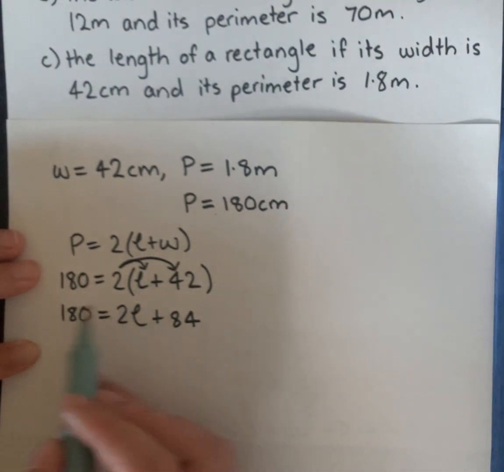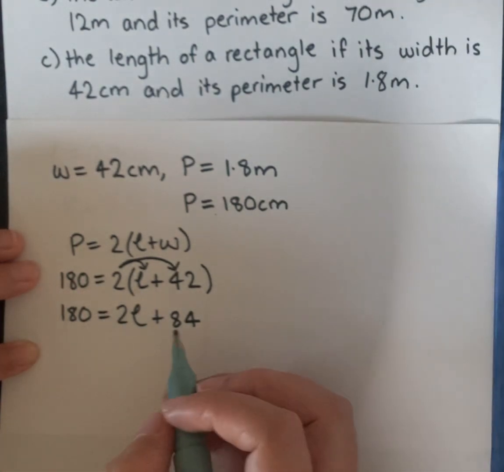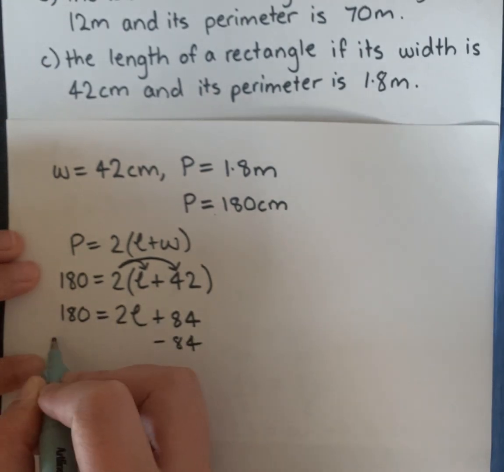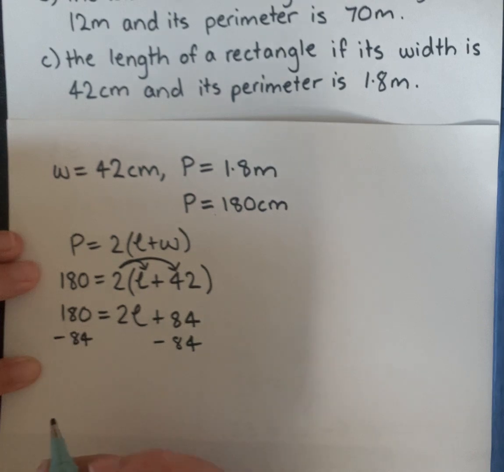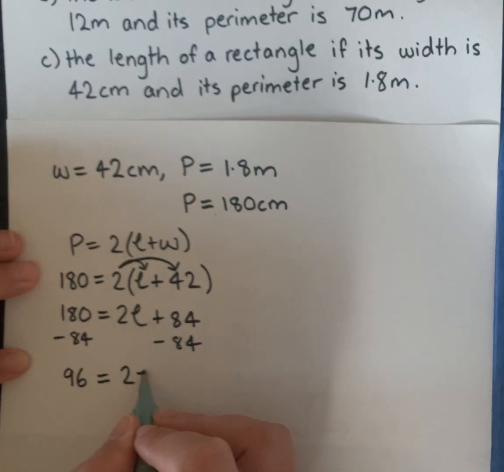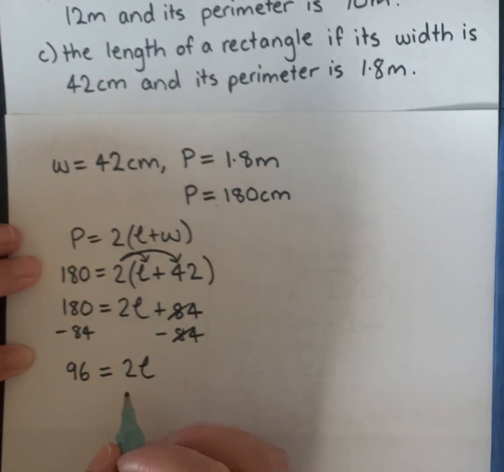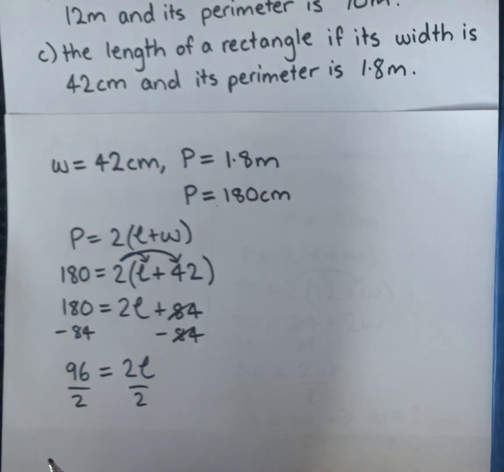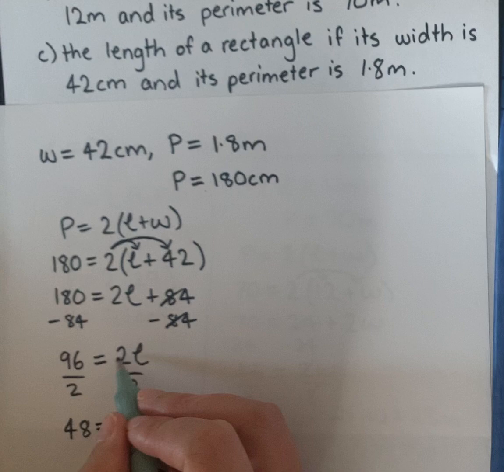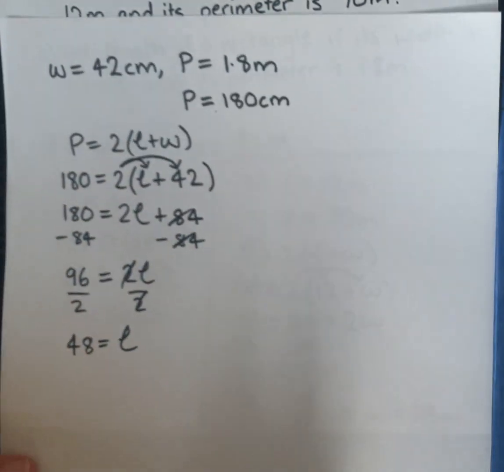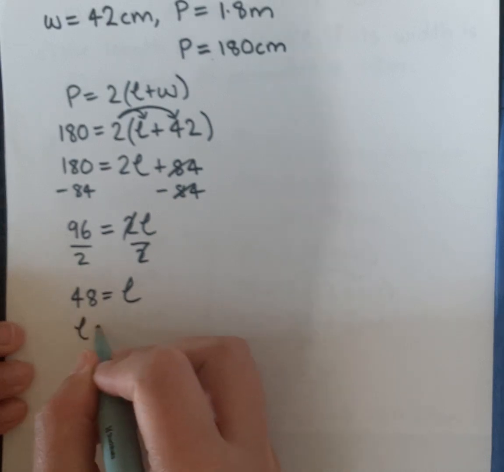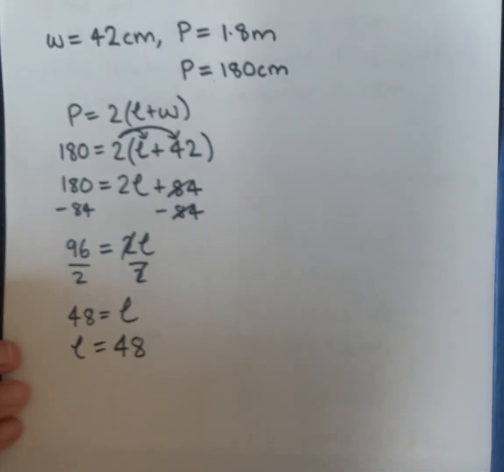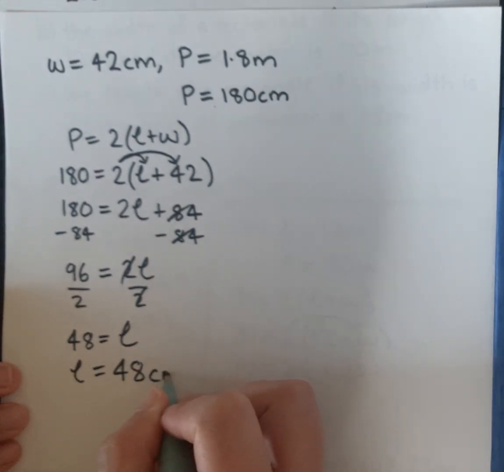We just need to isolate L because we're trying to find the length. So we subtract 84 from both sides. 180 minus 84 leaves us with 96. And on this side, we're left with 2L. Divide both sides by 2. And we're left with 96 divided by 2, which is 48. So 48 equals L. So the length is 48. And remember, we were working in centimeters. So it's 48 centimeters.